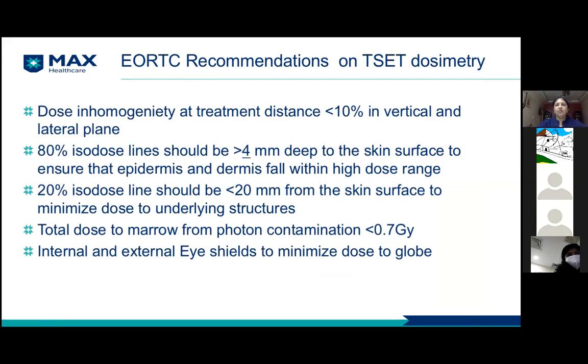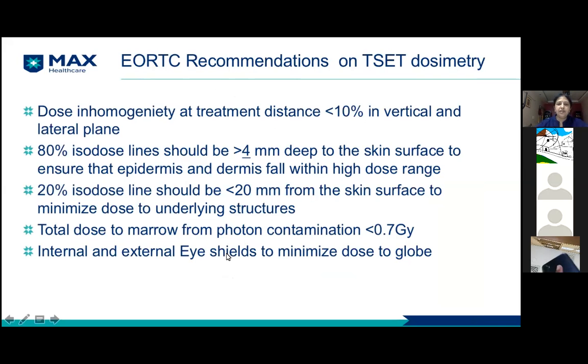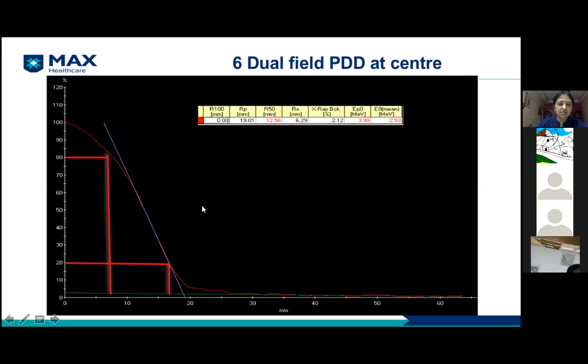So there are some very good EORTC recommendations on TSET dosimetry. It says that dose inhomogeneity at treatment distance should be less than 10% in vertical and lateral plane. This is what I mean. So if you look at it in the vertical plane, the dose inhomogeneity should be as low as possible. Preferably, it should be less than 10%. It also says that the 80% isodose line should be more than 4 millimeter deep to the skin surface. So at least 80% isodose should cover up to 4 millimeter deep to the skin surface to ensure that epidermis and dermis are adequately treated. At the same time, we have to make sure that 20% isodose line should be less than 20 millimeter from the skin surface to minimize the dose to the underlying structures, especially bone marrow, etc.